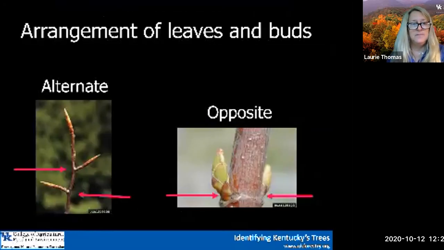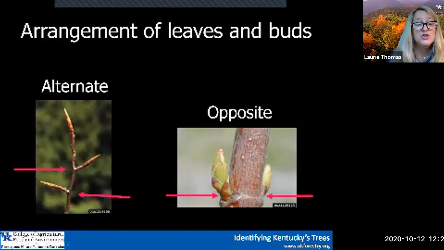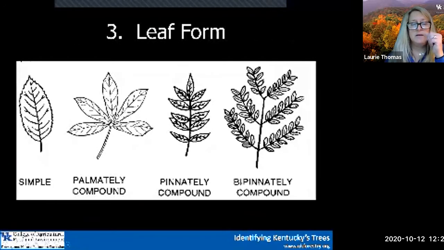So let's look at a few. Here are some real life pictures, and here you've got alternately arranged leaves. The leaves are off. They pulled them off so you can actually see the buds. And over here, we've got our oppositely arranged, as you can see, right across from each other on that stem. All right, so now, if you have oppositely or alternately arranged leaves, the next question that a dichotomous key is going to ask you about is leaf form.